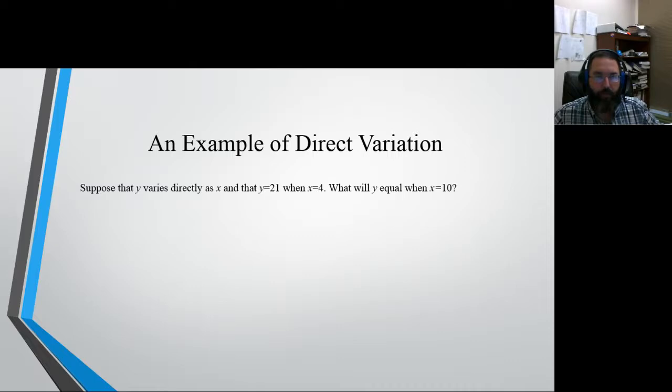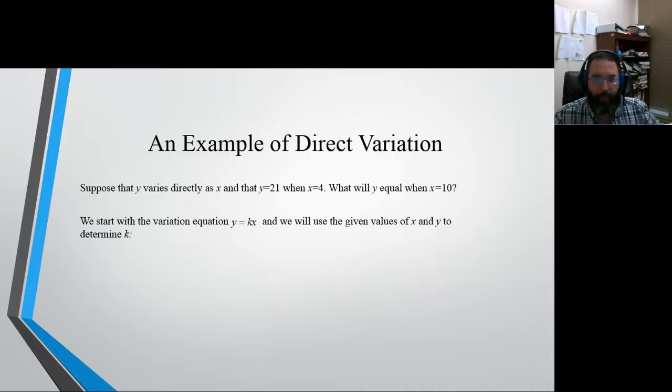Suppose that y varies directly as x, and that y equals 21 when x equals 4. What will y equal when x is equal to 10? So the first step will be to find the variation equation, which basically means we need to figure out what k is. So we're going to start with the variation equation in its most basic form, y equals kx, and we will use the given values of x and y to determine k. So plugging in x and y, we get 21 is equal to k times 4. Dividing both sides by 4, we get that k is 5.25.